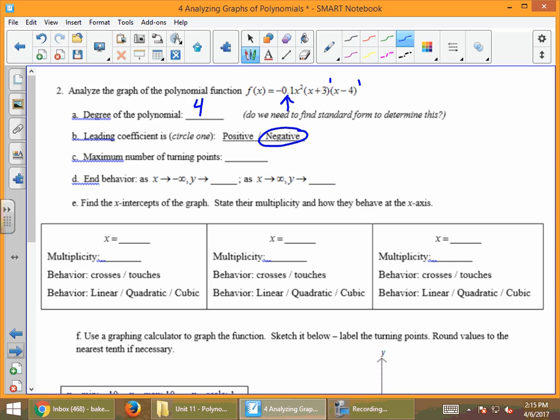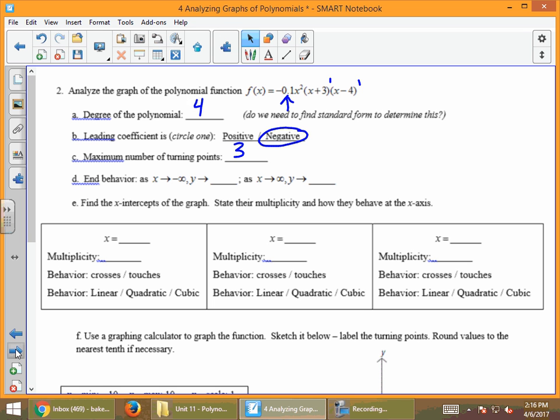What's the maximum number of turning points if our degree is 4? What is it? 3. Always one less than your degree. So the maximum is 3. And the end behavior. Okay? The end behavior. Think about the degree. So is the degree odd or even? Even. And is the leading coefficient positive or negative?